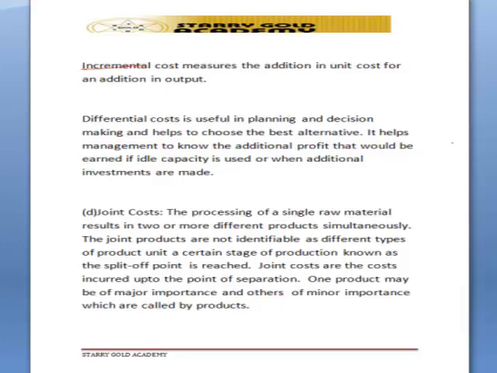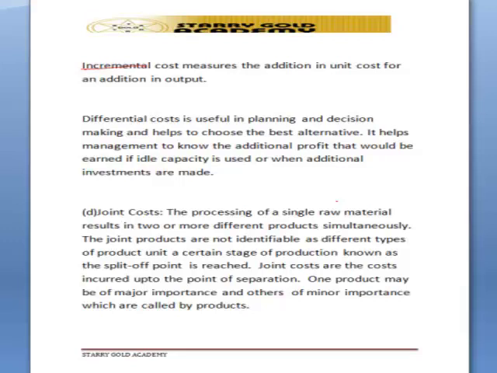So another cost under analytical purpose is what we call incremental cost. Incremental cost measures the addition in units for an additional in output. Addition in unit for additional in output. That is what we mean by incremental costs. So this is also another form of differential cost.